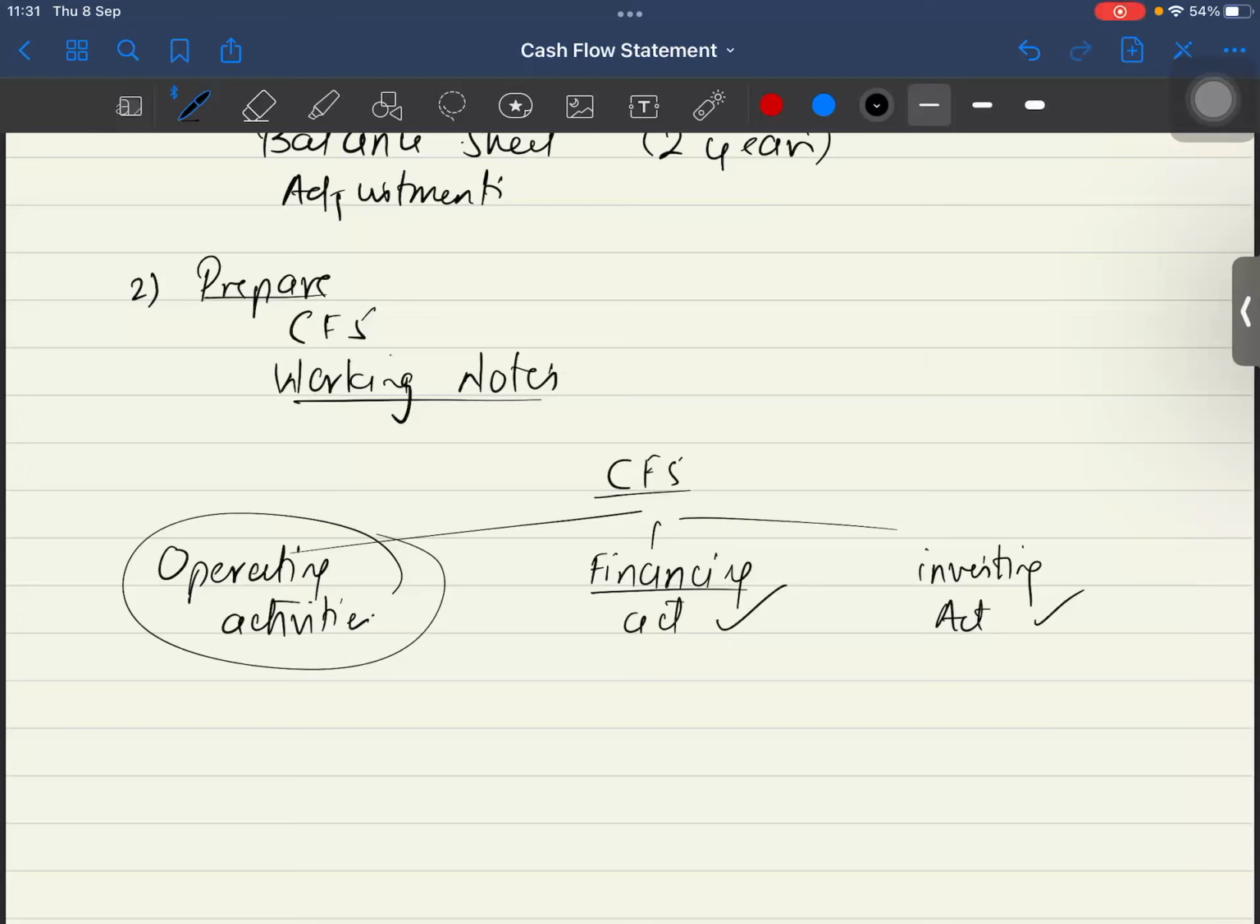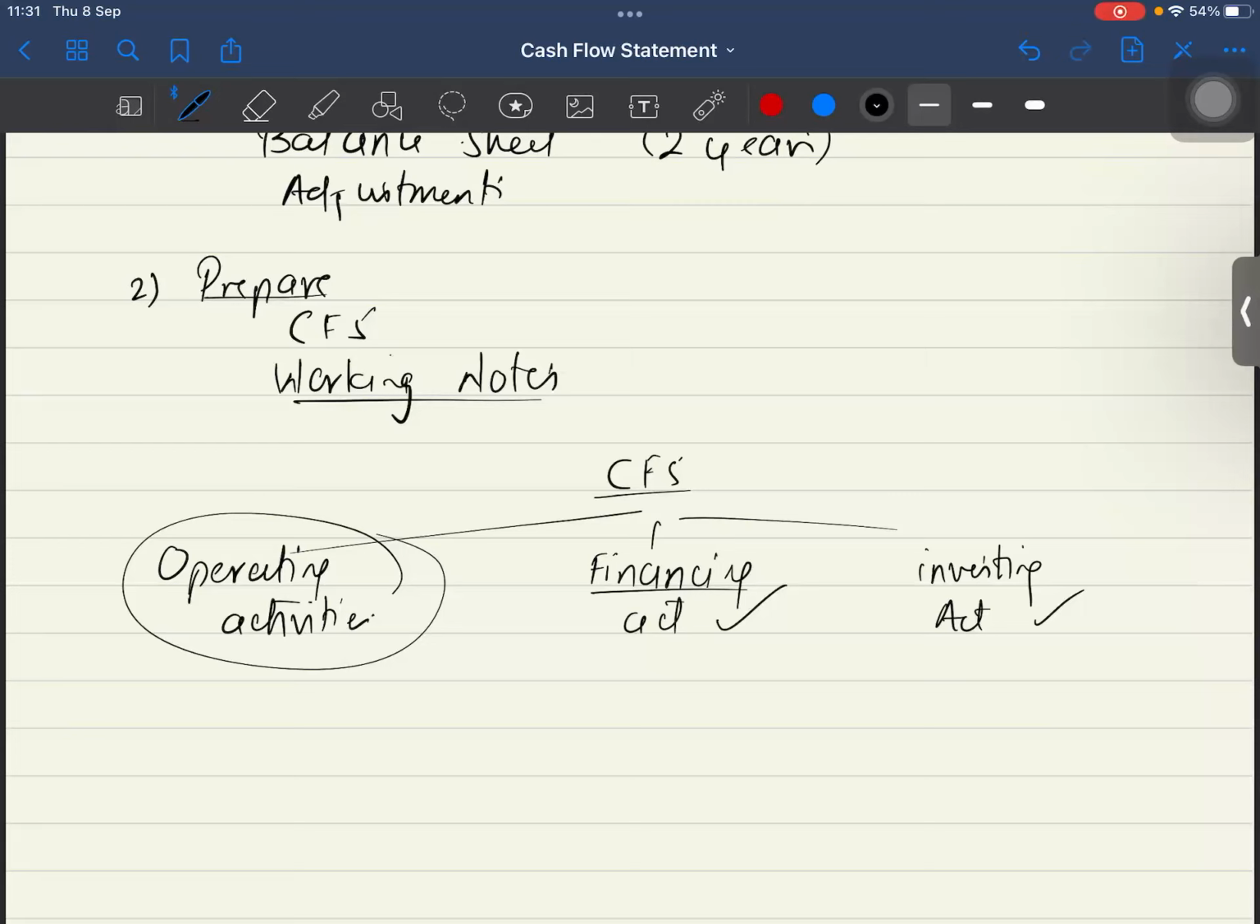But here we have to do some reverse calculations also. We have discussed it in detail when I gave the start of the chapter. Financing and investing are simple: how much cash you got and how much cash you paid. That's financing, the liabilities one. What purchase you made, how much money you paid, and what sale you have done and how much cash you generated. That comes in investing and financing.